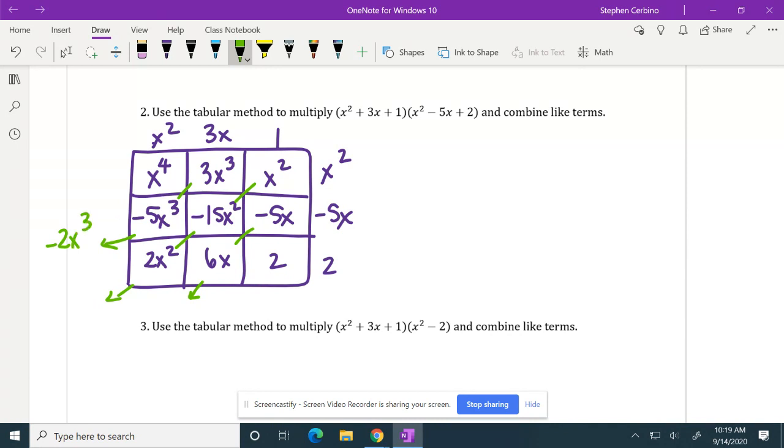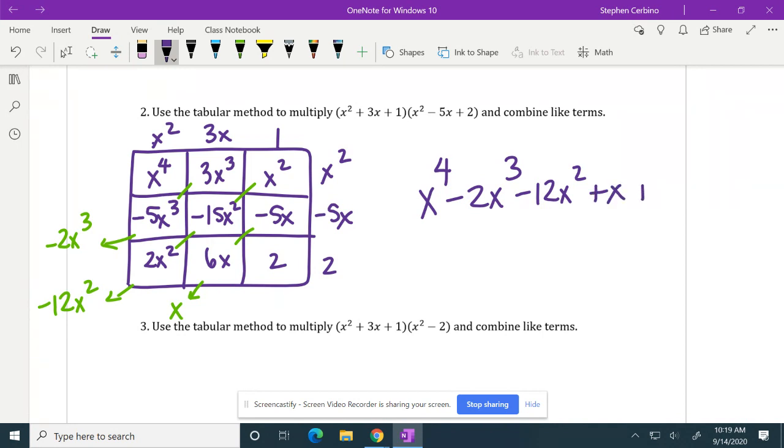My x squared terms, I have a 2, a 1, and a -15. That's going to give me a -12x squared. I'm just adding these coefficients up, right? 2, -15, and 1 combined together to make -12. 6 and -5 combined to just give me 1, so we'll just put x there. And then we can write our final answer. So our final answer in the right form is x to the 4th power minus 2x to the 3rd power minus 12x to the 2nd power plus x plus 2. This is our polynomial.